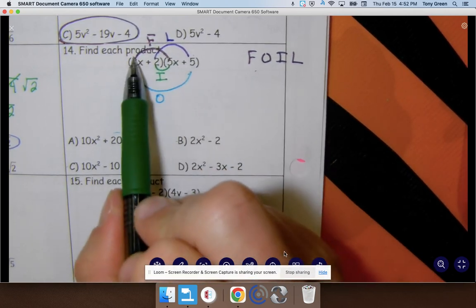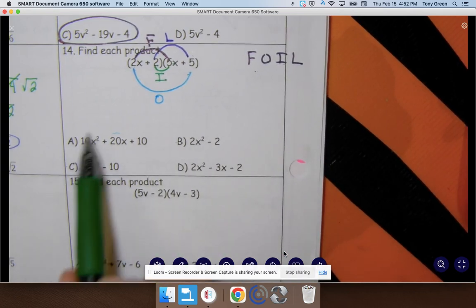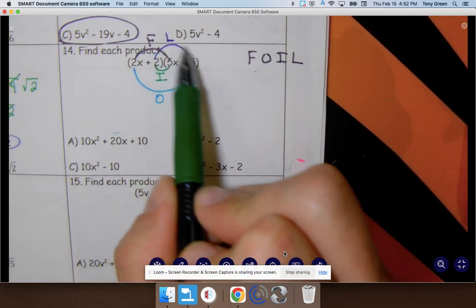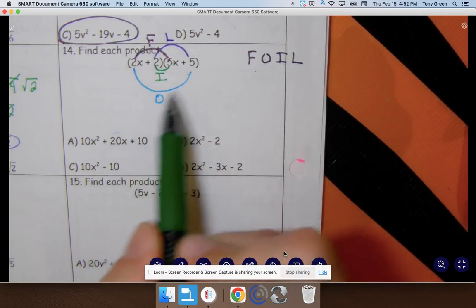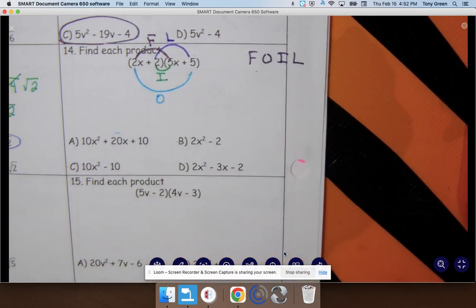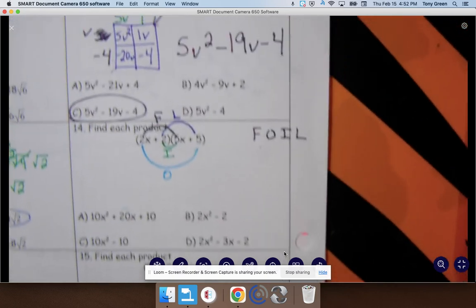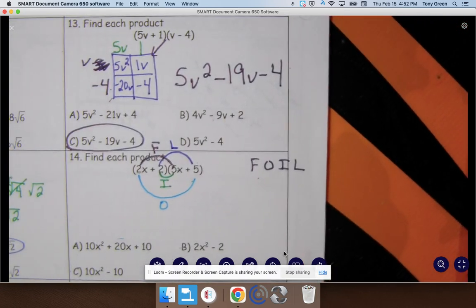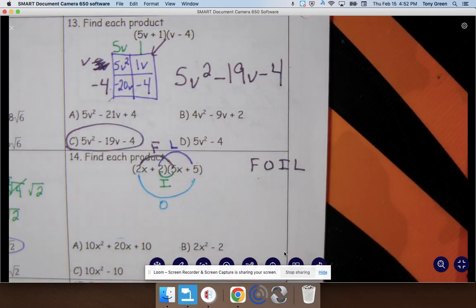So I usually do the first terms and multiply them, and that will give you the first term of your answer. The last terms, 2 times 5, will give you the last term in your answer. And then combine the product of your outside terms and inside terms. So if you know how to FOIL, you can FOIL. If not, the area model I think is way easier until you've done it a whole bunch of times, and then FOILing becomes the shortcut.